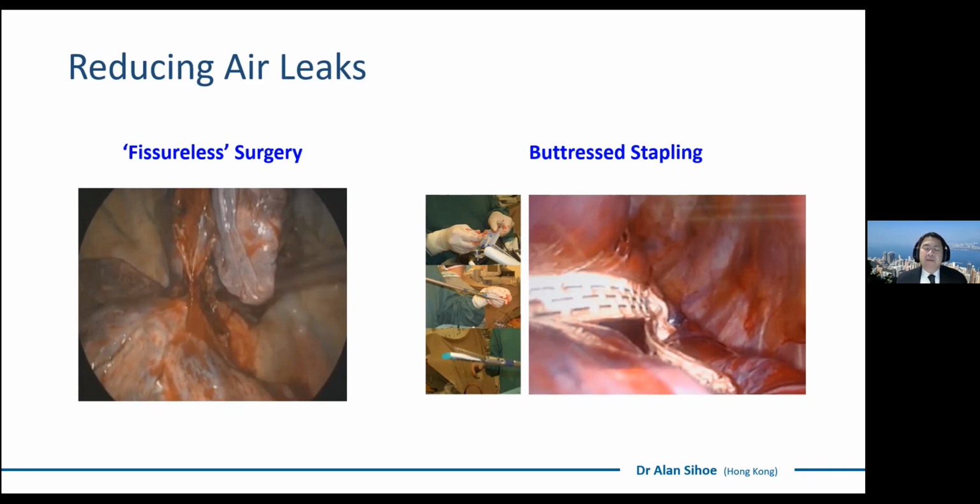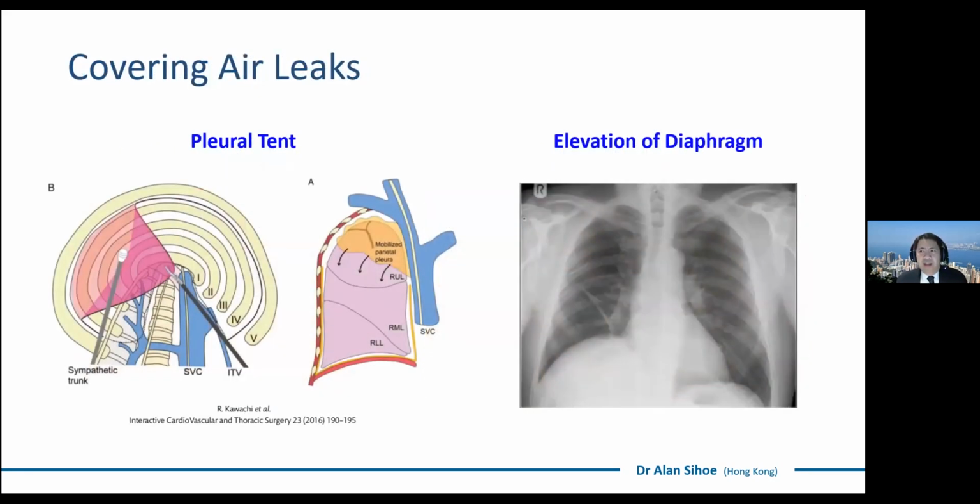Of course, at the same time, a lot of the manufacturers of staples are getting better and better at producing new designs of staples, which are said to reduce air leaks as well. So there are still tricks you can use to try and reduce the chance of getting air leak. If you do get an air leak on table, what can you do? Well, the simplest thing is you can suture the air leak. But as all of you are well aware, you put in a suture in a lung and the lung reinflates. Sometimes the sutures cut through, and can cause air leaks in themselves.